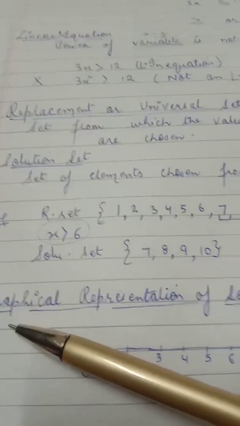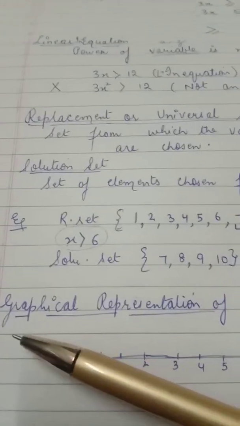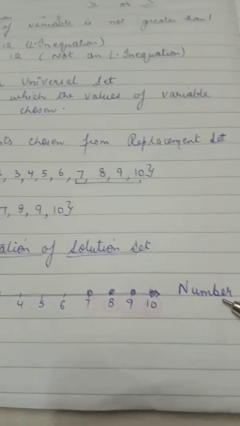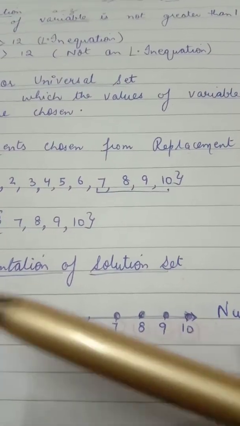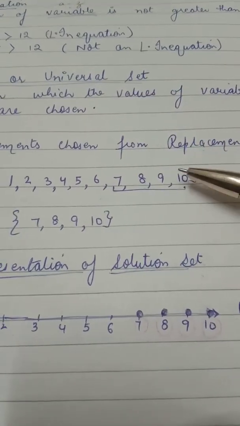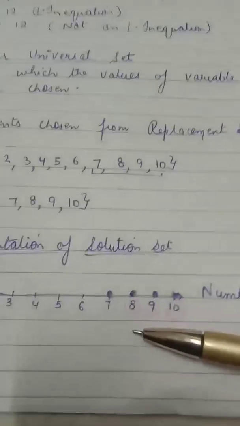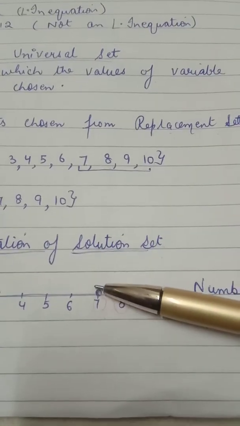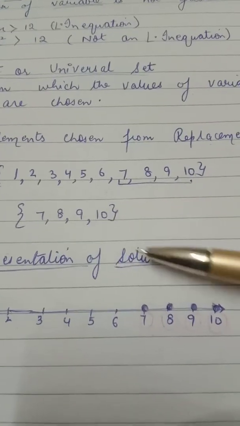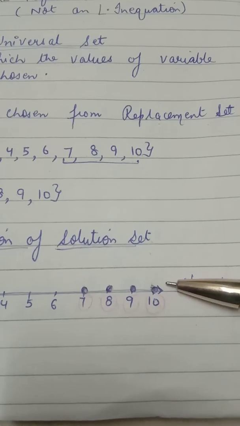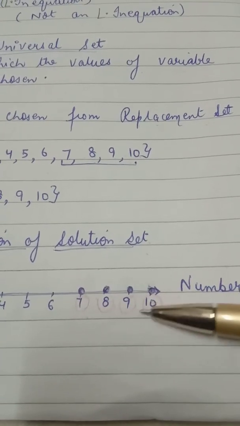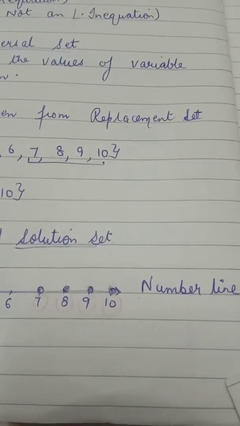Sometimes they also ask you to represent your solution set in a graphical form. That means you have to draw a line. You can take any numbers, like starting from 1 to 10, it's your wish. I prefer taking the replacement set on the number line and then highlighting the elements of the solution set, like 7, 8, 9, 10. Just darkening the numbers and putting a circle around them. That's called the number line.